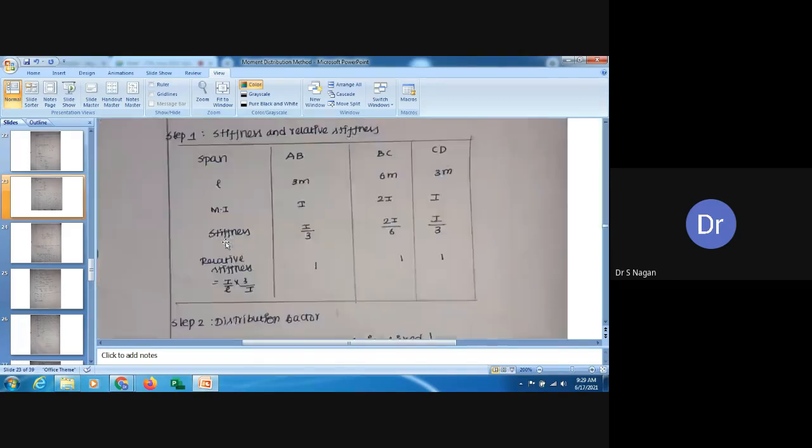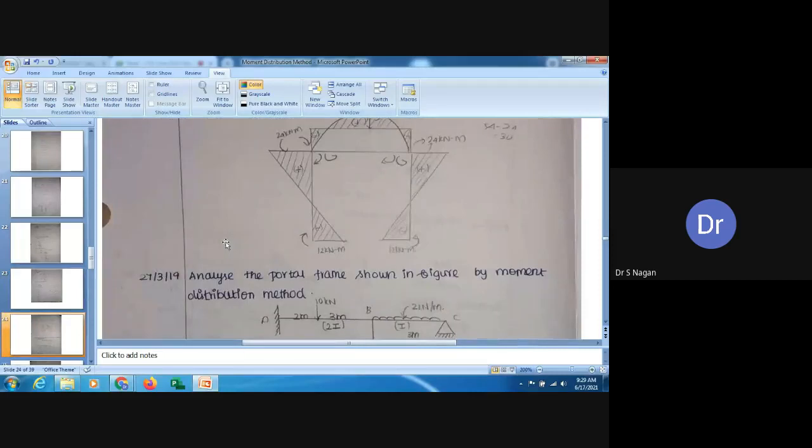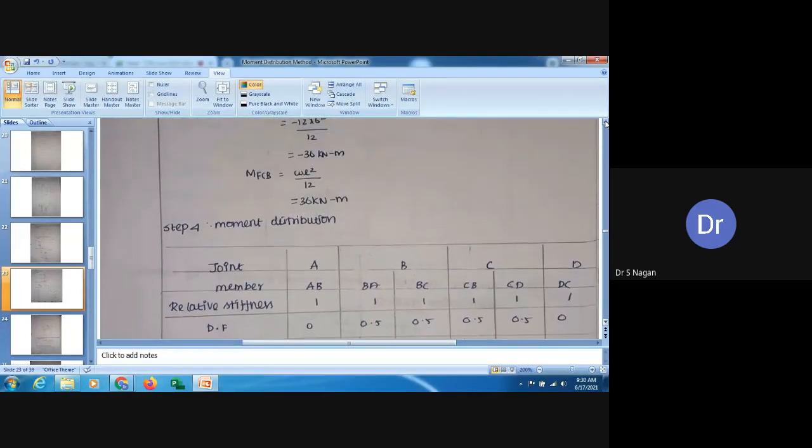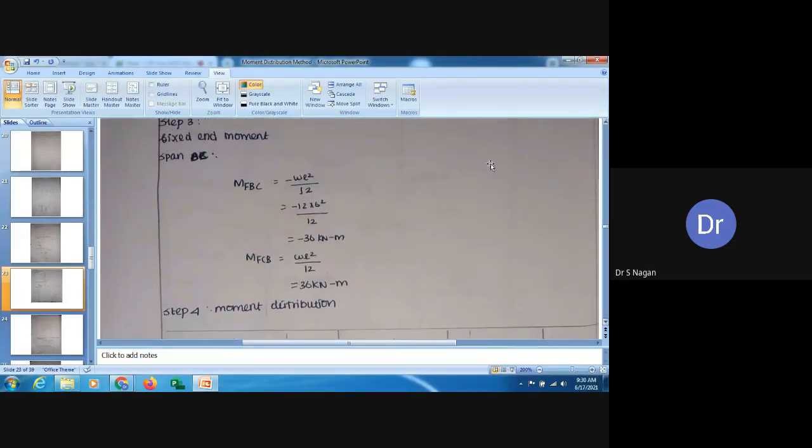In our example, the portal frame is subject to UDL. In case of UDL, it is minus WL squared by 12 on the left side and plus WL squared by 12 on the right side. W is 12 kilonewton per meter, L is 6, therefore M of BC is minus 36 kilonewton meter, and M of CB is plus 36 kilonewton meter.